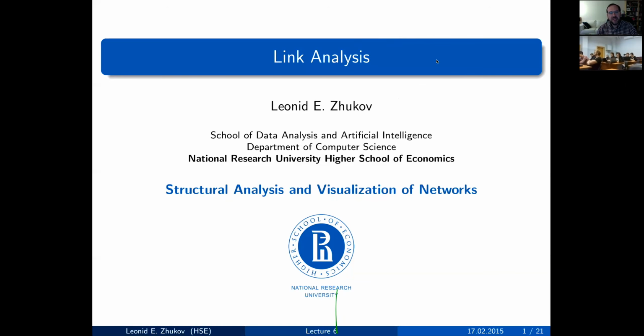All right, so let's get started. Today's topic is link analysis. We'll pretty much continue to investigate the properties of the network and properties of the vertices of the network, but we'll just look at it a little bit from a different point of view.